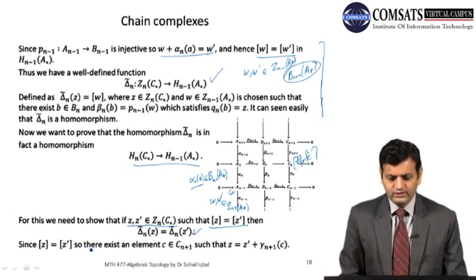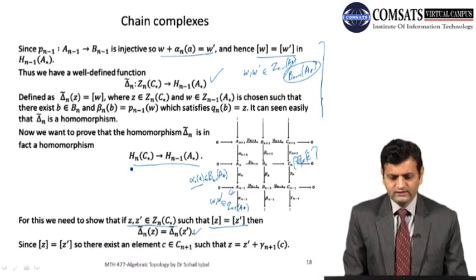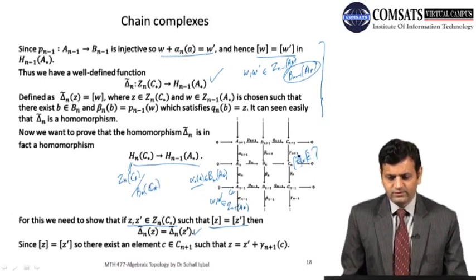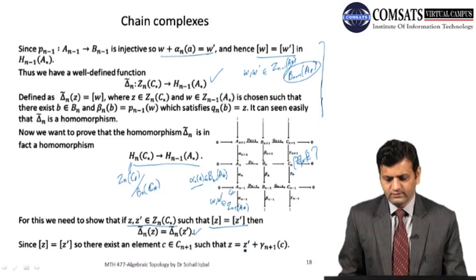Now if they are equal, then they differ by an element of the boundary, because Z and Z prime are elements of Zn of C star, and this is equal to Z quotient with B n of C star. So what is Bn of C star? It is the image of elements of Cn plus 1 under gamma n plus 1 inside Cn. So in other words, they must differ by an element of the boundary, whose elements are the images of Cn plus 1 under gamma n plus 1, so they differ by this element.